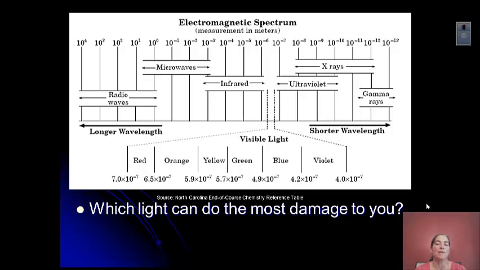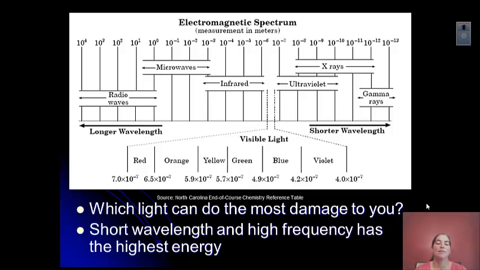Okay, so if you think about it, the highest energy is going to have the highest frequency. And there's nothing on this chart about frequency, but if you look, we know the highest frequency will have the shortest wavelengths. So the shortest wavelength types of light are to the right side. The short wavelength, high frequency has the highest energy.